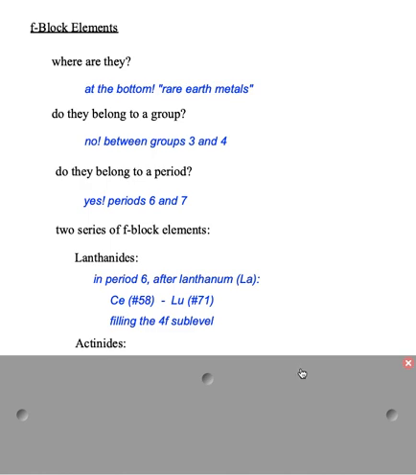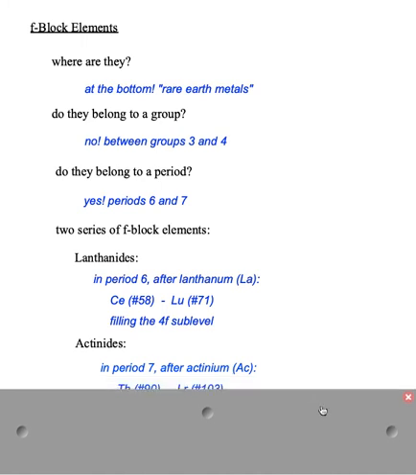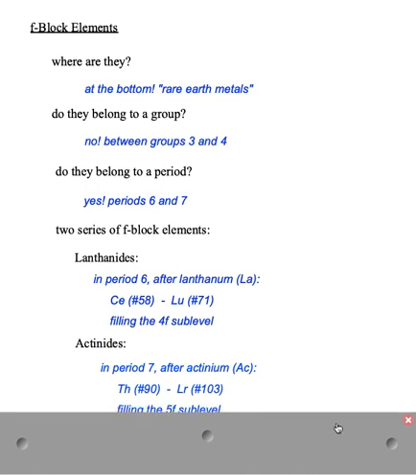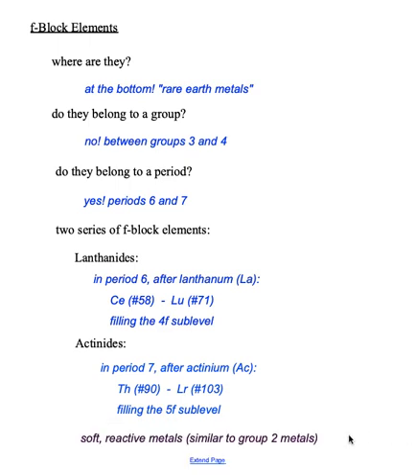The actinides, the second series of f block elements, are in period 7, following actinium, number 89. They include elements thorium, atomic number 90, to lawrencium, atomic number 103. And we are filling the 5f sublevel when we're in the actinide series. Many of the actinides are either synthetic or radioactive or both. Those that are not are relatively soft reactive metals, and they're very similar in properties to the metals in group 2.